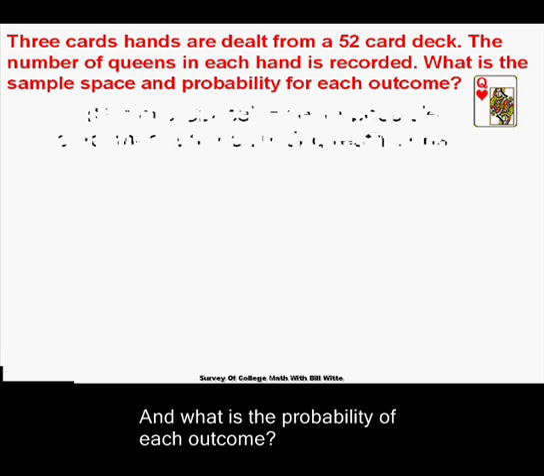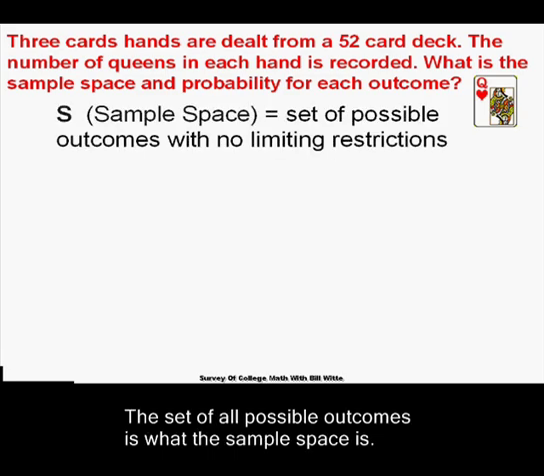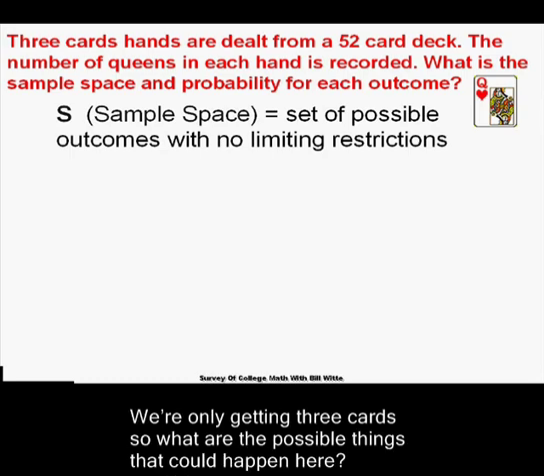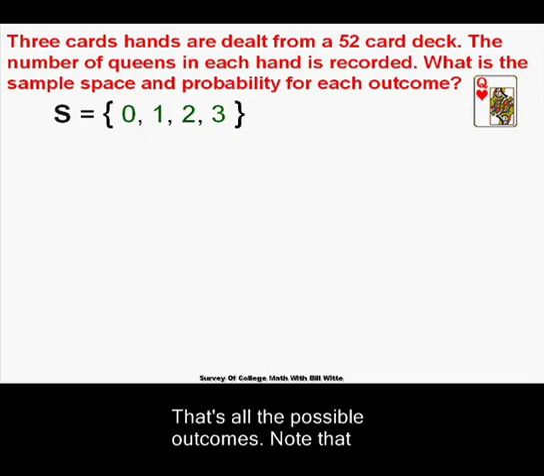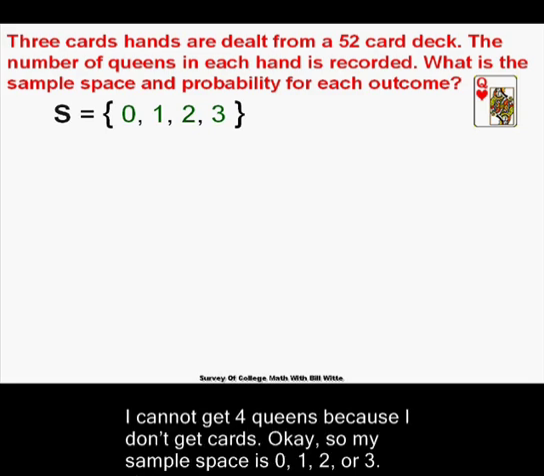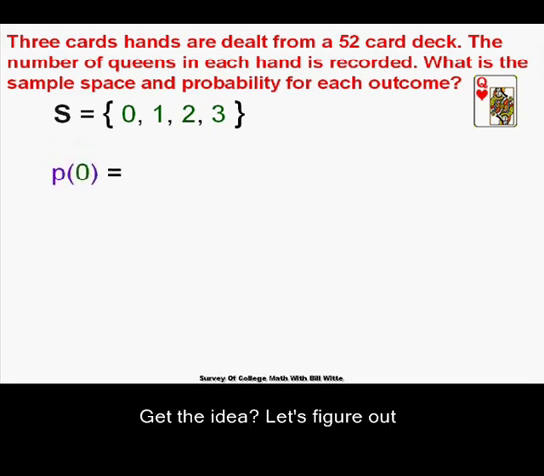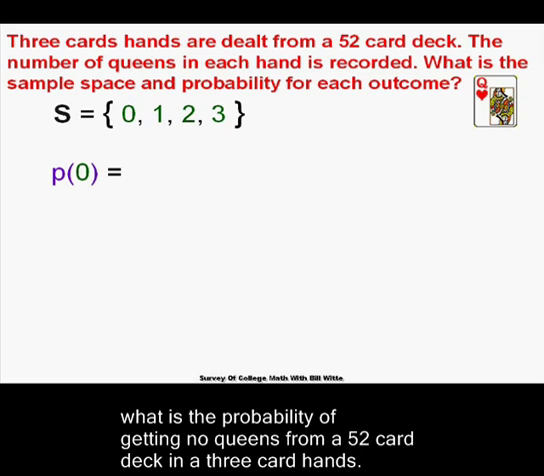Well, the set of all possible outcomes is what the sample space is. We're only getting 3 cards. So what are the possible things that can happen here? Well, I can get no queens, I can get 1 queen, I can get 2 queens, or I can get 3 queens. That's all the possibilities. I can't get 4 queens because I don't have 4 cards. Okay? So my sample space is 0, 1, 2, or 3. Get the idea? Now let's figure out what is the probability of getting no queens from a 52 card deck in 3 card hands.